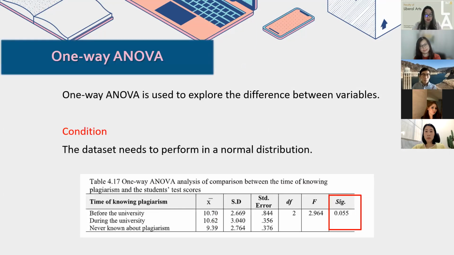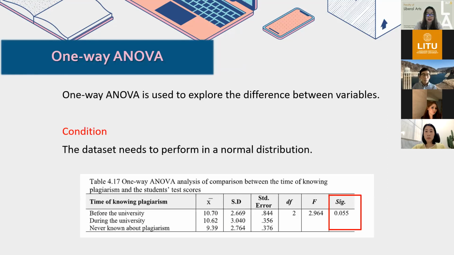Okay, then I will talk about one-way ANOVA. Another example of data analysis from general information of the respondents regarding the student time of knowing plagiarism and test scores. One-way ANOVA was used to explore the difference between variables. ANOVA can be used in this analysis due to no differences between variables in the test of normality.